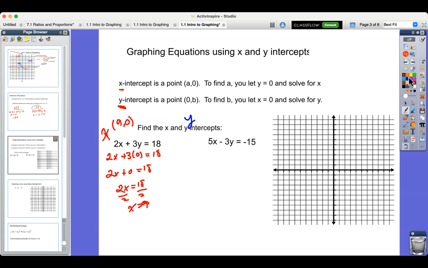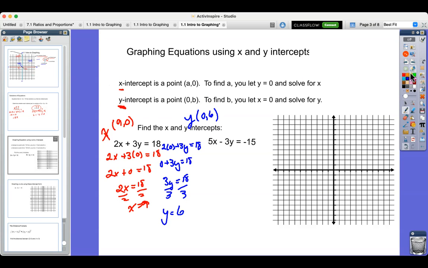So let's look at the y-intercept. Same problem right here. This time we're going to make x 0. We'll say 2 times 0 plus 3y equals 18. That gives us 0 plus 3y equals 18, so 3y equals 18. We divide by 3. What does y equal? 6. So the ordered pair for this is (0, 6).